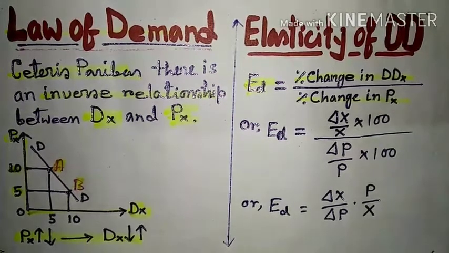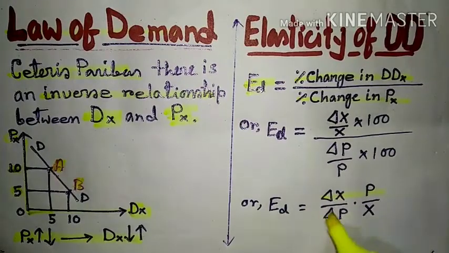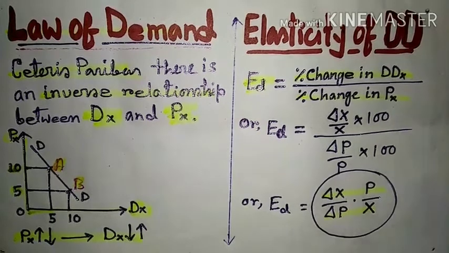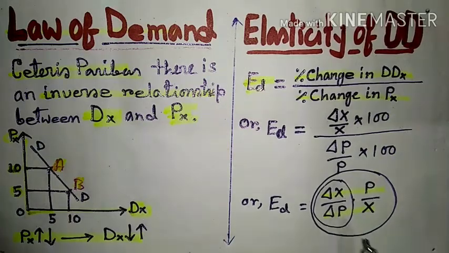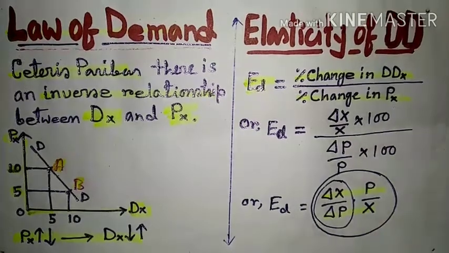So by simplifying this formula, we can write it in such a way: delta x by delta p into p by x. So here we can see a very interesting thing. That means elasticity of demand represents mainly on this thing. This thing means delta x by delta p, which means change in demand due to change in price. And this is nothing but the slope of the demand curve.